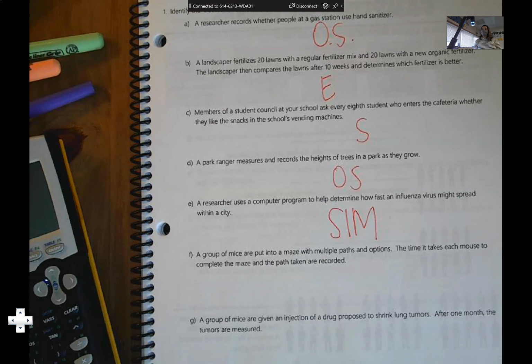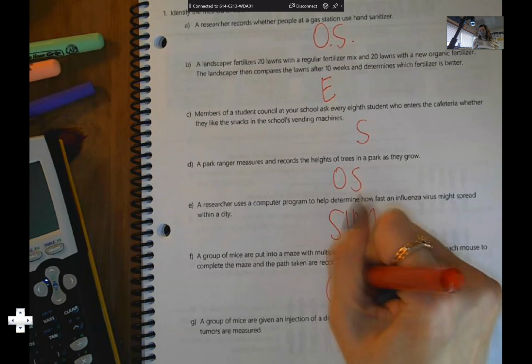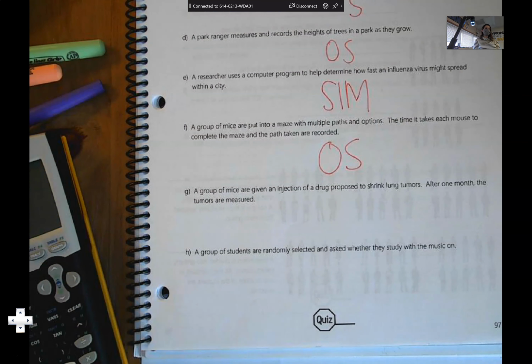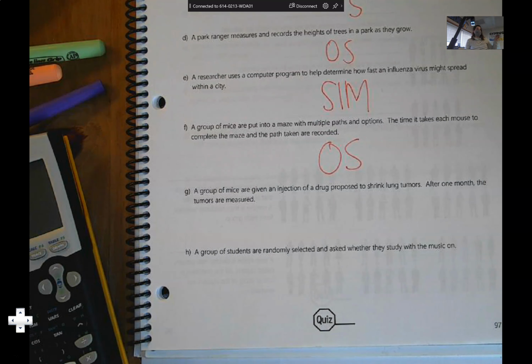A group of mice are put into a maze with multiple paths and options, the time it takes each mouse to complete the maze, and the path taken are recorded. Observational study. To be an experiment, you would need to blindfold the mice. Or maybe inject them with some alcohol and see if they're drunk driving.